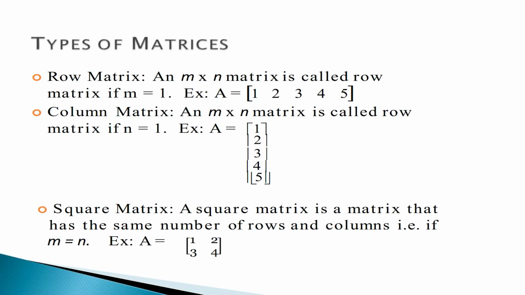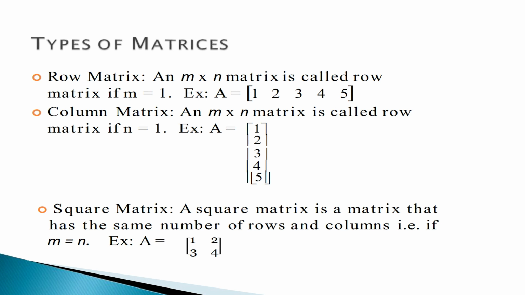Next is types of matrix. What is a row matrix? A matrix is said to be a row matrix if it contains only one row. That is, an m cross n matrix is a row matrix if m is equal to 1. Here is example 1: A is a row matrix containing the elements 1, 2, 3, 4, 5. Here the number of rows is 1 and the number of columns is 5.